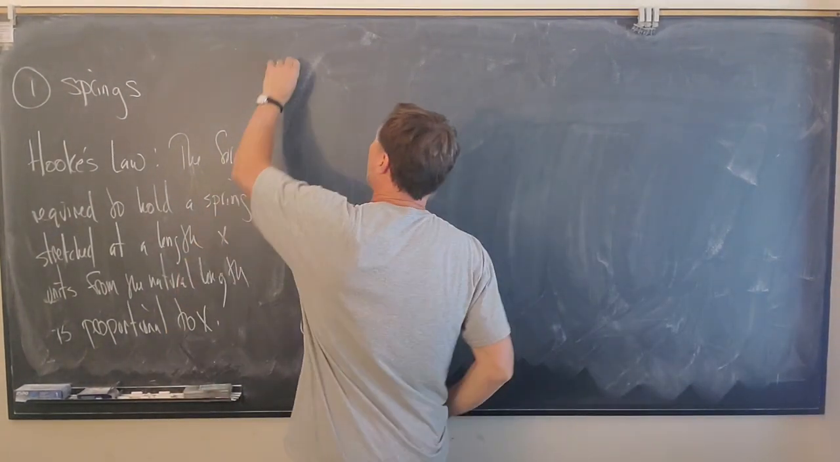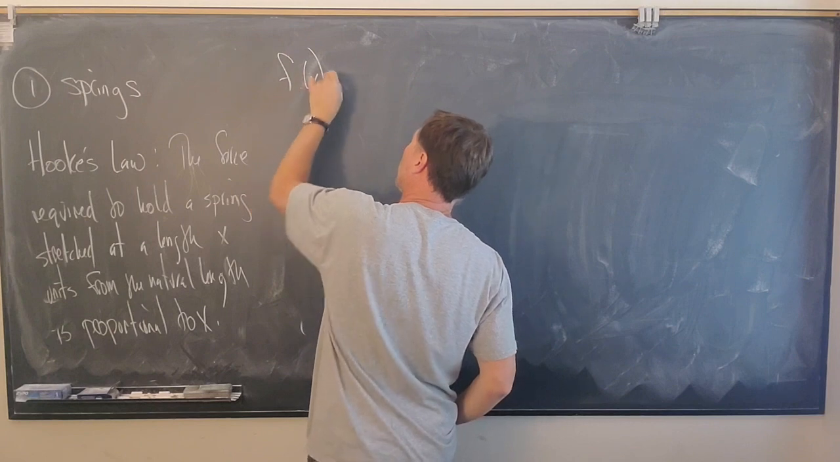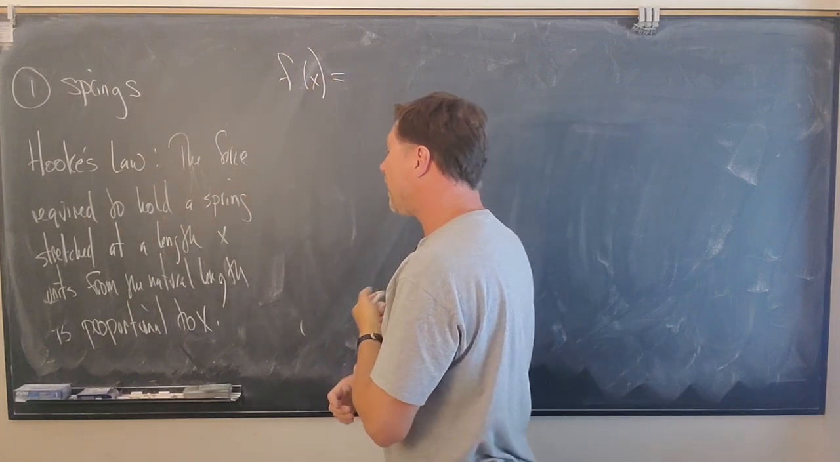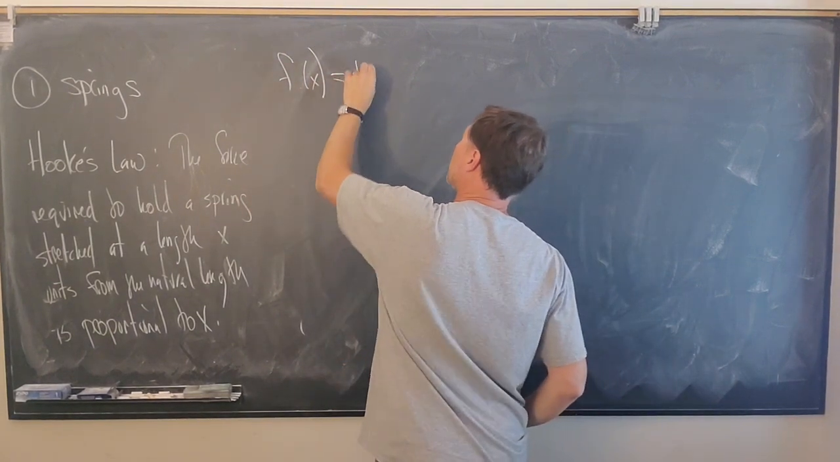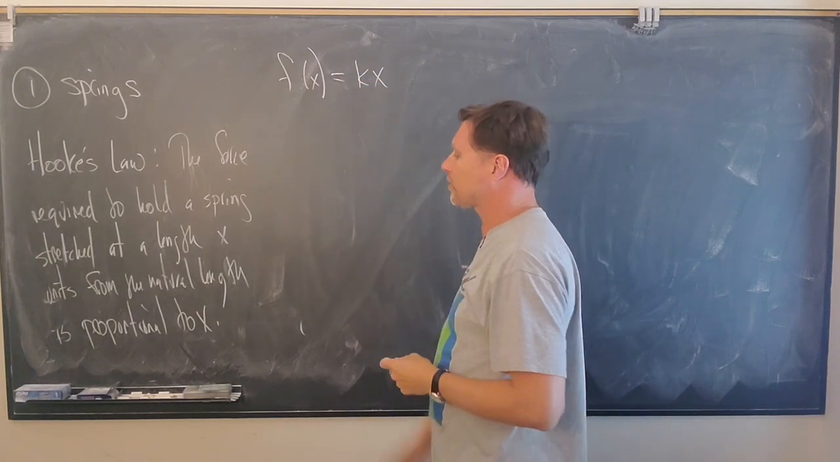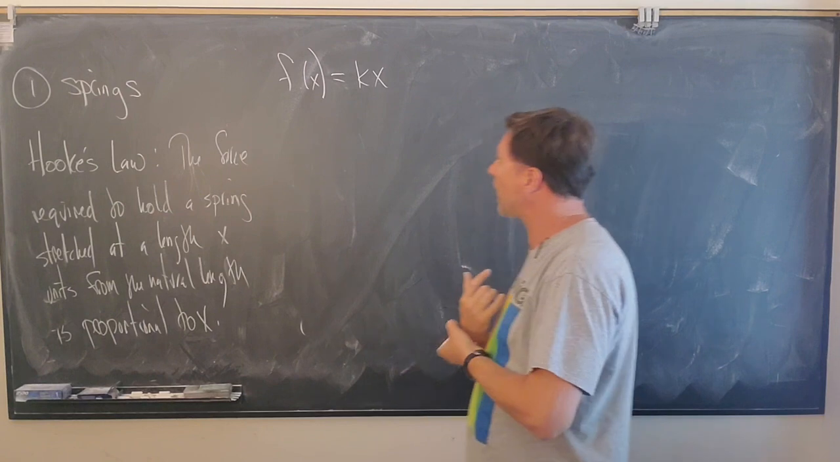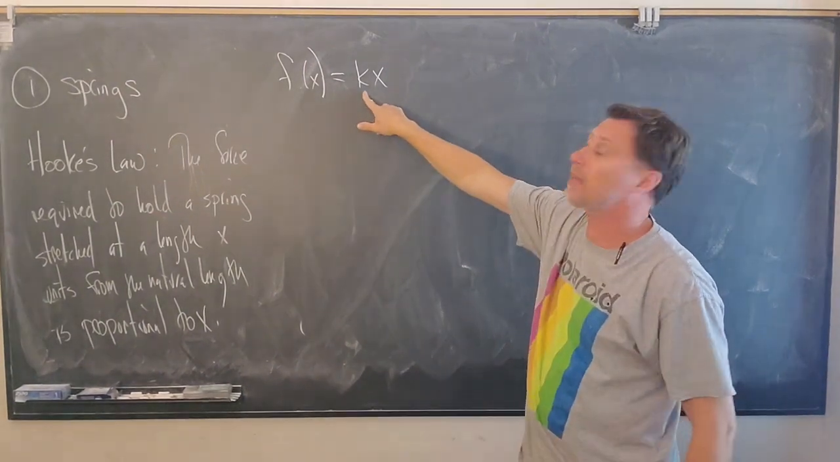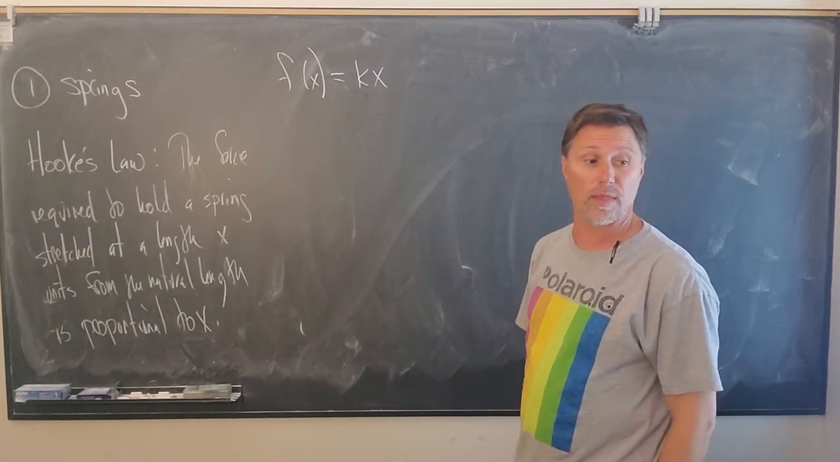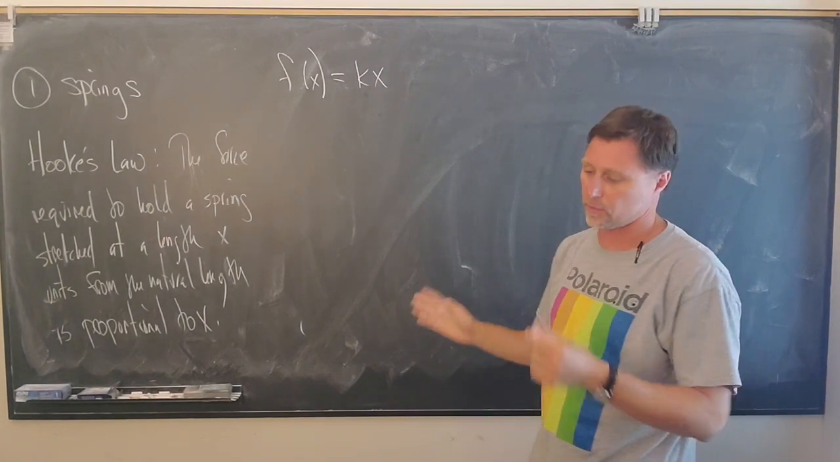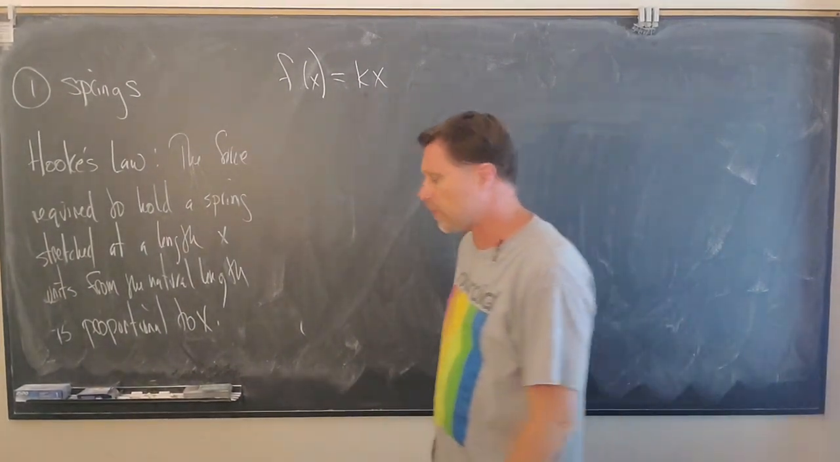And so that can be written in equation form. The force at x is k times x. Proportional to x means it's a constant multiple of x. So anytime you have a spring, there's this constant capital K that's associated with that given spring, right? And each spring has a different constant. And the picture is something like this.